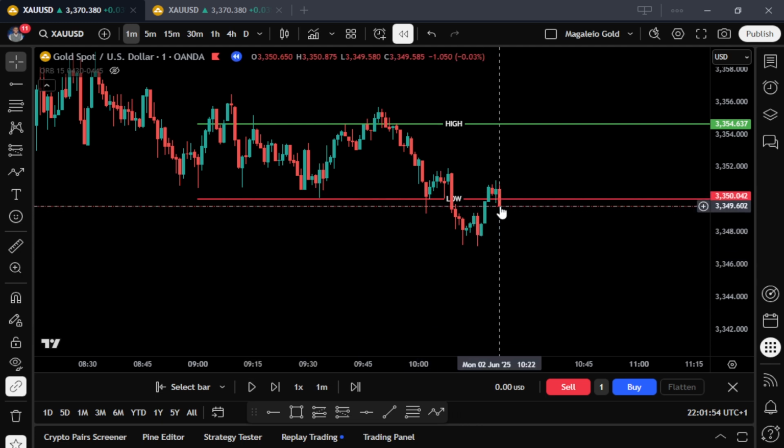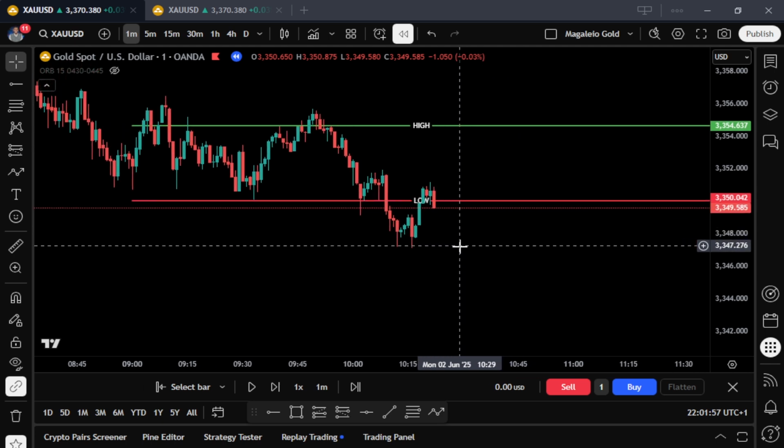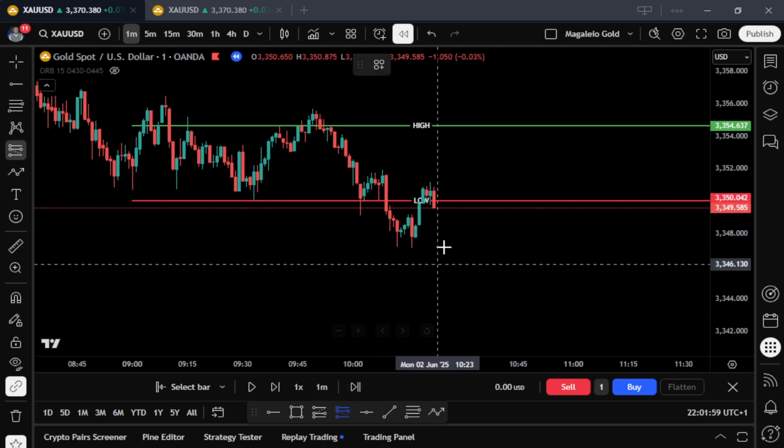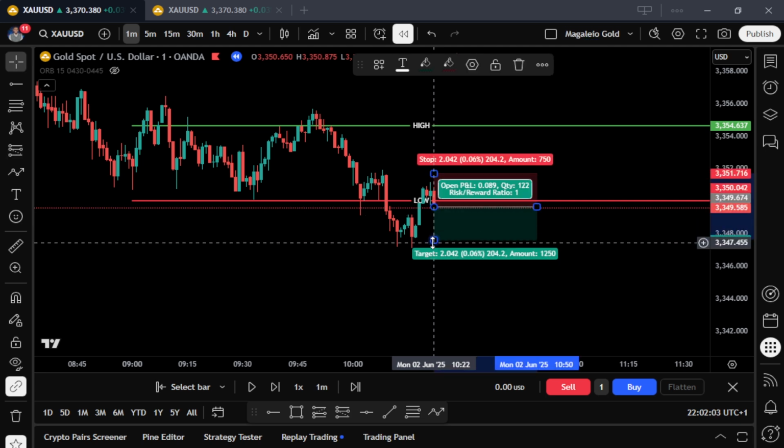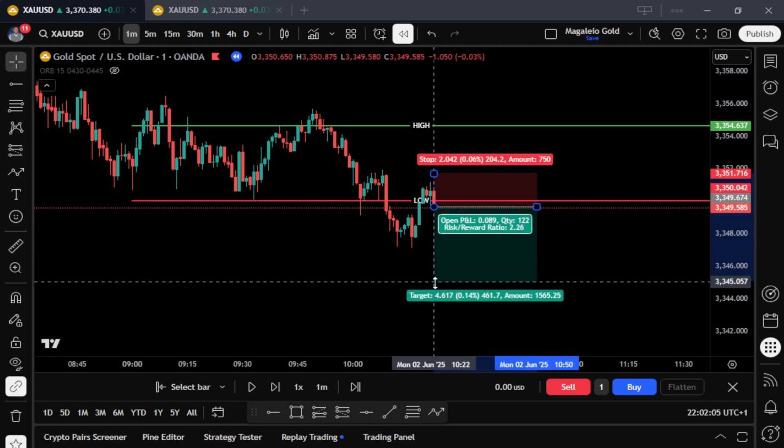Okay, we have that candle now. This is the candle that pushed out of the zone, and we're going to come and take our short position. And remember, guys, we're targeting just 50 pips.